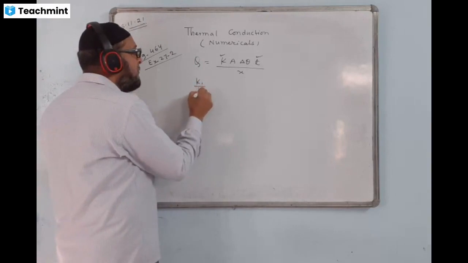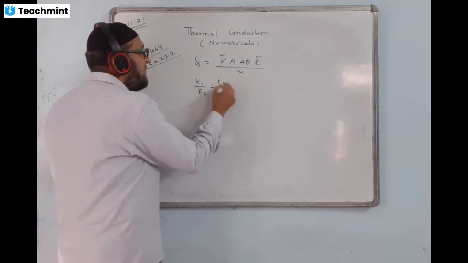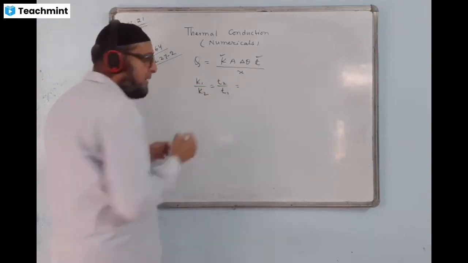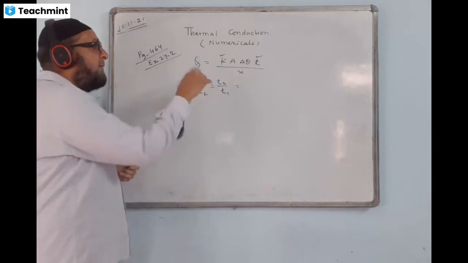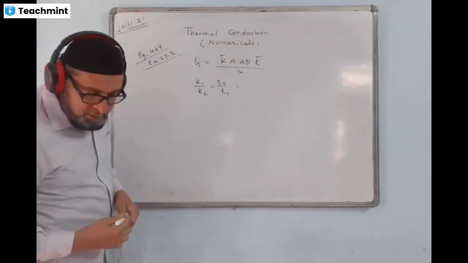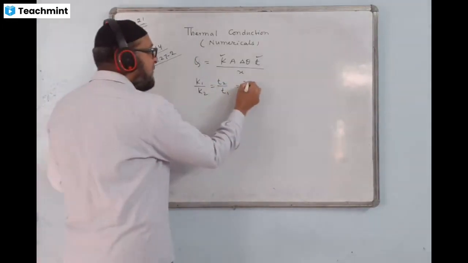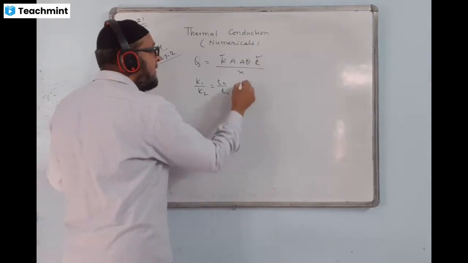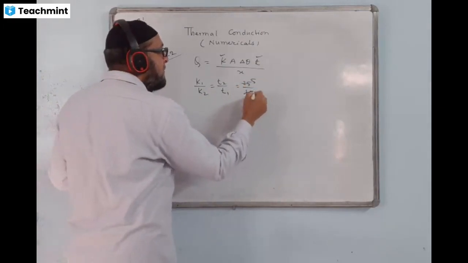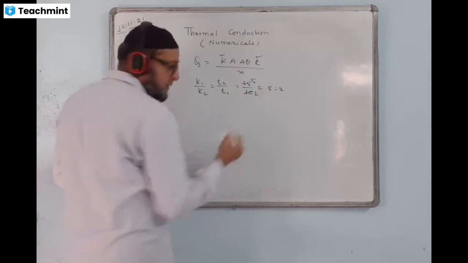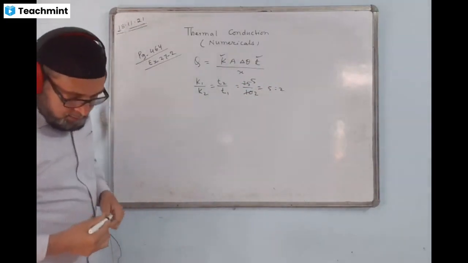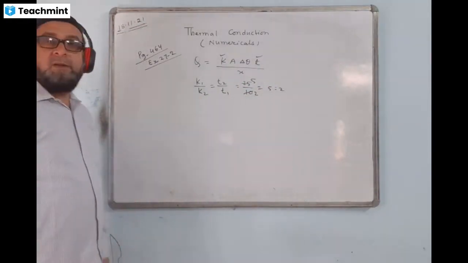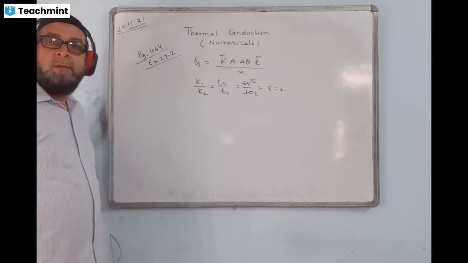K1 by K2 equal to T2 by T1. And the answer. What is the time taken by the second container? Time is 25 minutes. And the first container timing is 10. Cancel. 5 5s are 25, 5 2s are 10. So answer is 5:2. Finished. 5:2 is answer. Done.